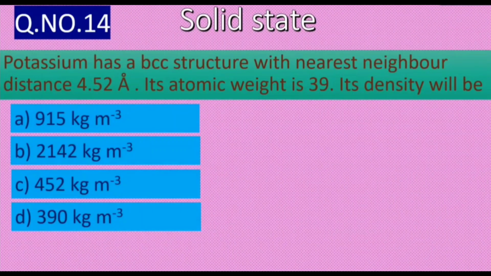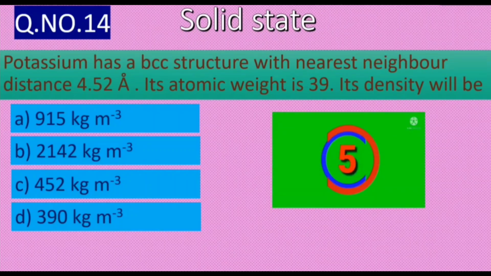Question number 14. Potassium has a BCC structure with the nearest neighbor distance 4.52 Angstrom. Its atomic weight is 39. Its density will be. Answer A, 915 kilogram meter minus 3.